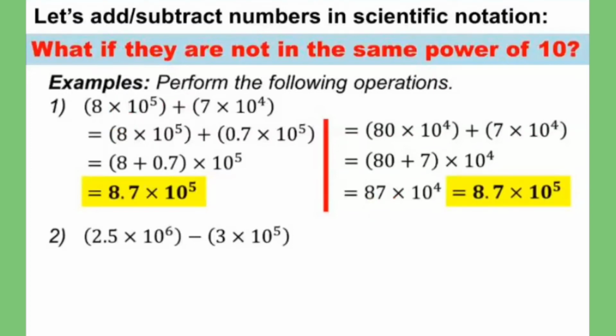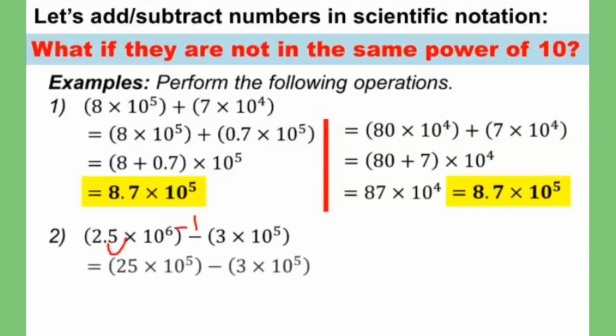For our second example, hindi magkapareho ang exponent ng kanilang powers of 10. Pwede tayong mag-move ng decimal point sa 2.5 times 10 raised to the power of 6. Kailangan lang natin bawasan ng isa ang exponent. Para mangyari ito, kailangan nating i-move ang ating decimal point going to the right side.